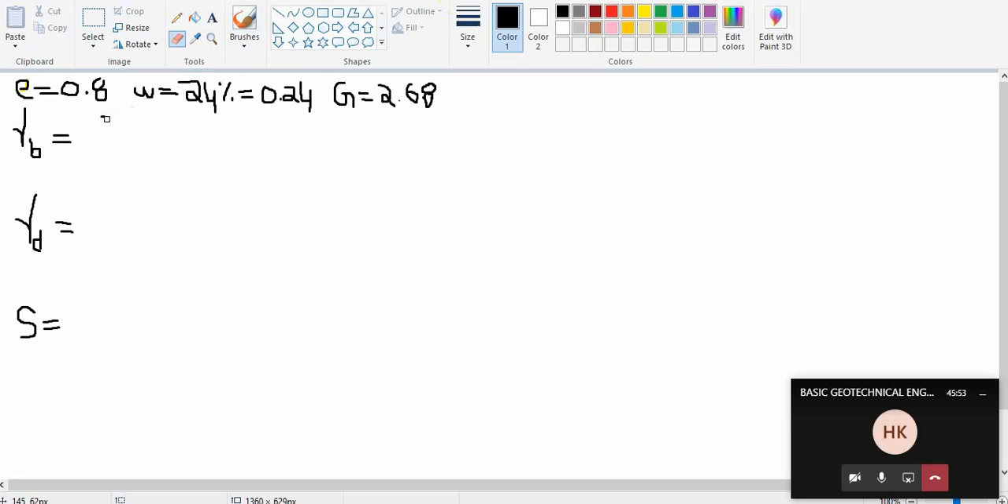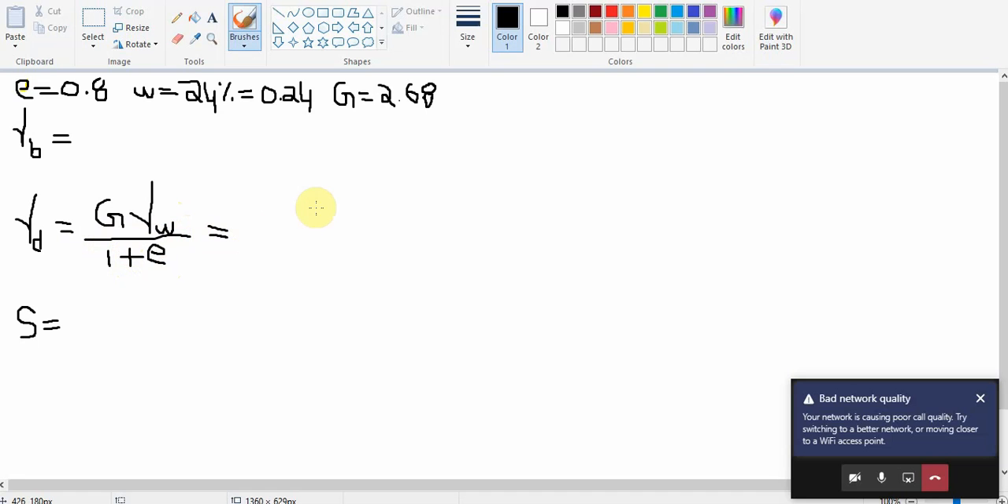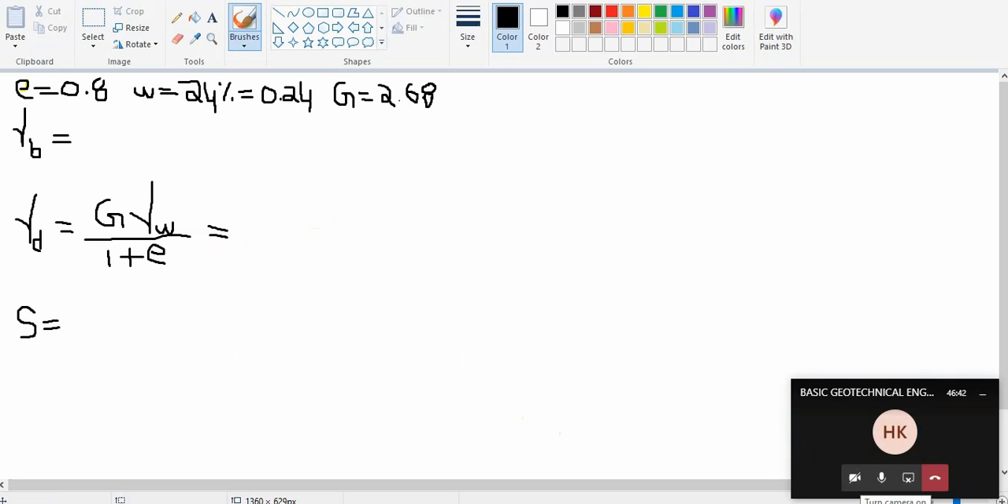First, we'll solve for dry density. For dry density, we have this expression: G into gamma W divided by 1 plus E. Substitute all the values and find the value of gamma D. G is 2.68, gamma W is a constant 9.81, and void ratio is 0.8. Substitute all the values and tell me what is the value of gamma D.